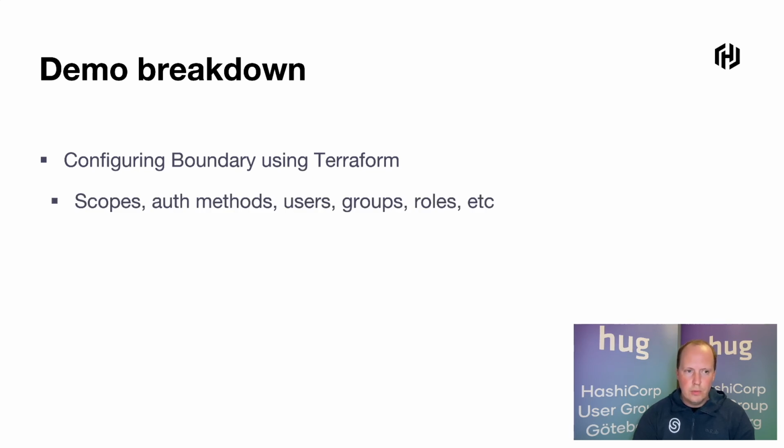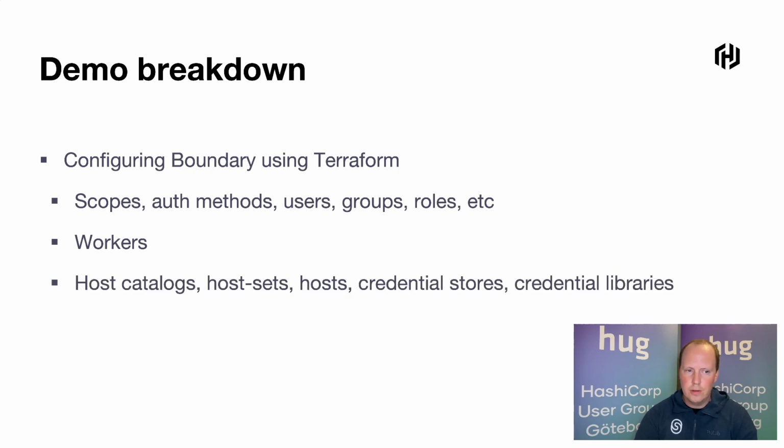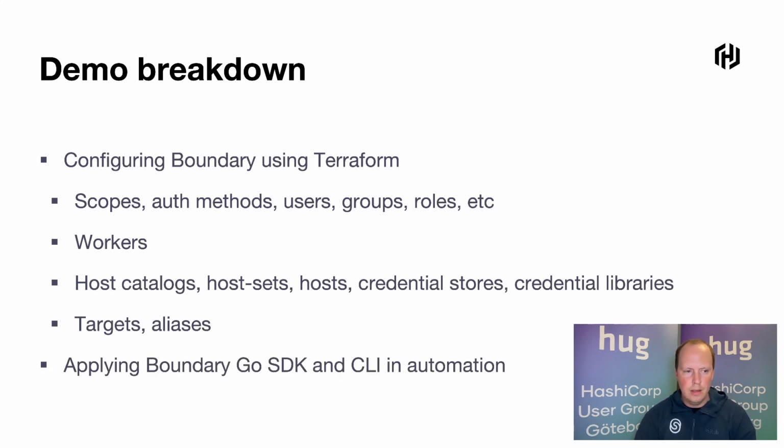Specifically, we'll be looking at scopes, auth methods, users, groups, roles, etc. We'll spend some time looking at workers. Then we move on to host catalogs, host sets, hosts, and credential stores and credential libraries. And finally, we'll be looking at targets and aliases. We'll also see how you can use the Go SDK and the Boundary CLI for two different automation scenarios.